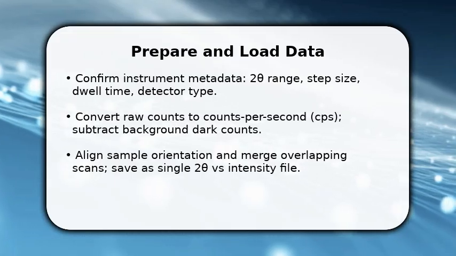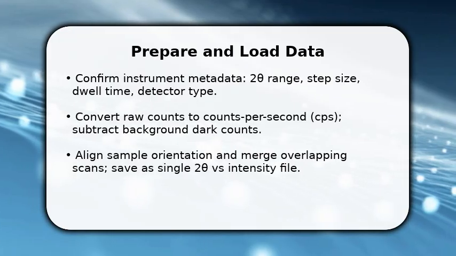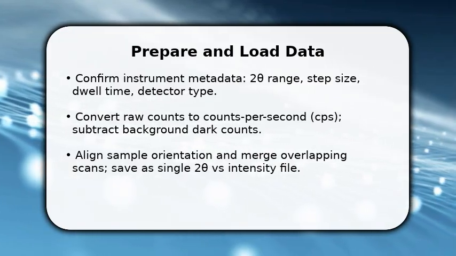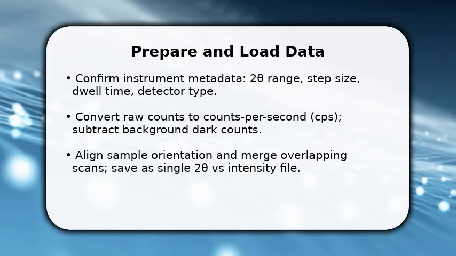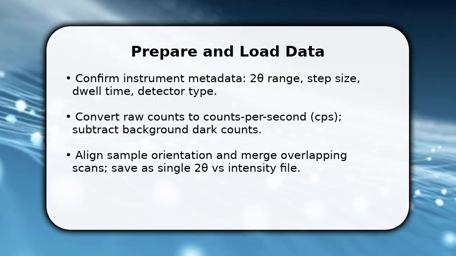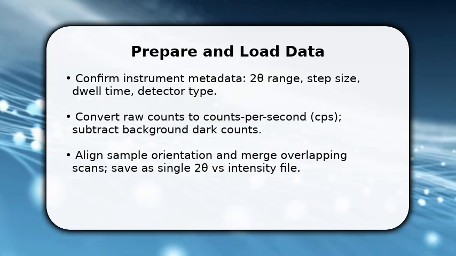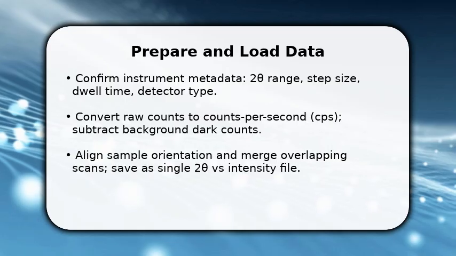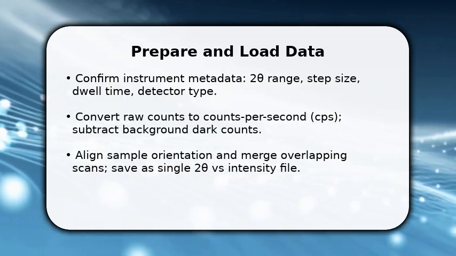You start by ensuring the raw XRD files are compatible and correctly labeled. This saves time downstream. First, load the scans and convert raw counts to counts per second so exposure differences are normalized. Next, subtract instrument dark counts and a coarse background estimate to remove offset.